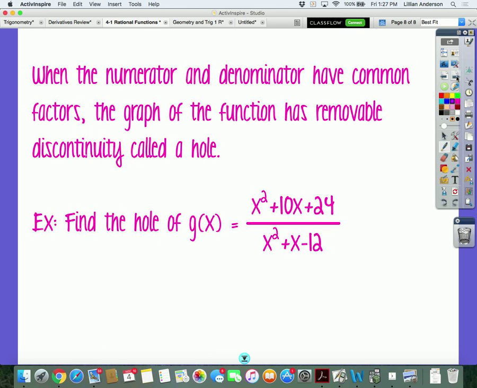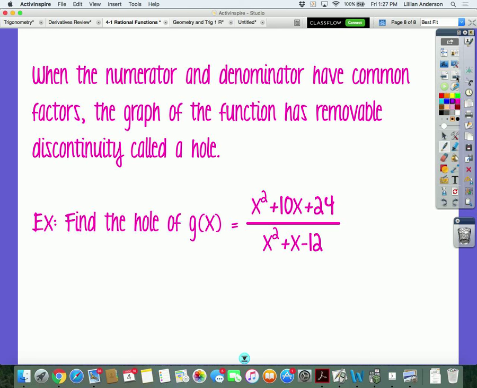The last thing. When the numerator and denominator have a common factor, or have common factors, then the graph of the function has a removable discontinuity called a hole. You remember this from the beginning of Unit 3 when we talked about continuity of different types? There was infinite, which represented your vertical asymptotes. There was removable, that represented your holes, and there was one more called your jump. Those were only with piecewise functions. So with rational functions, you're going to see vertical asymptotes and you can see holes. You won't always have a hole, but you always want to check first to make sure that there isn't one.